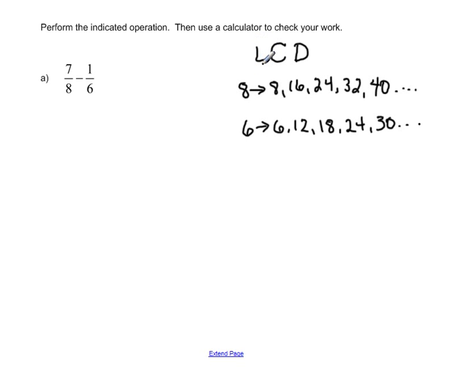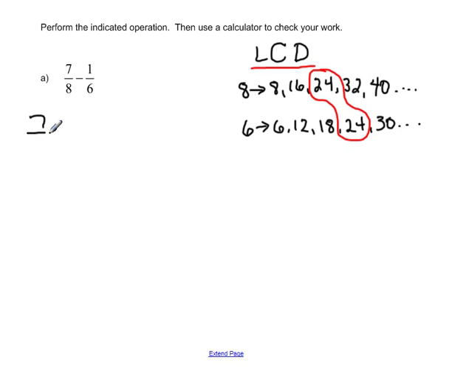We're looking for a common multiple, a multiple that shows up in both of these lists, and in fact we're looking for the least common multiple, and we can see that the least common multiple here is 24, and so that least common multiple of the denominators is the LCD. So my LCD is going to be 24. So we're going to have to change both of these denominators to a 24, but when I change the denominator, the numerator is going to change as well.